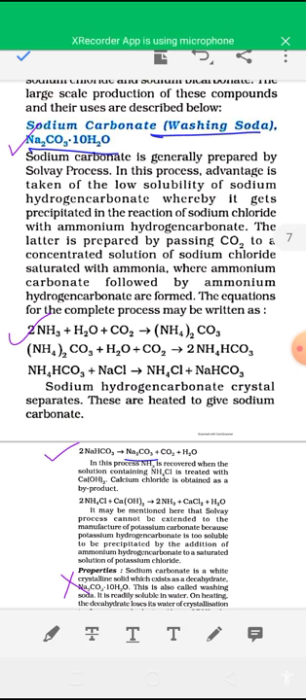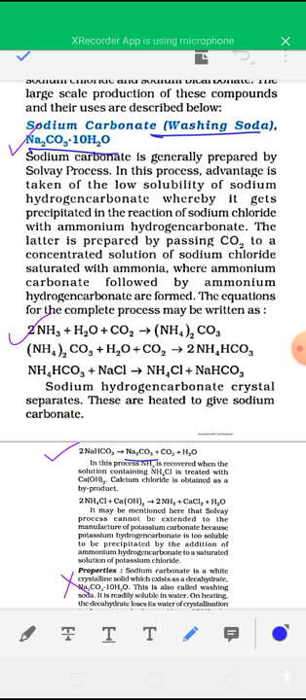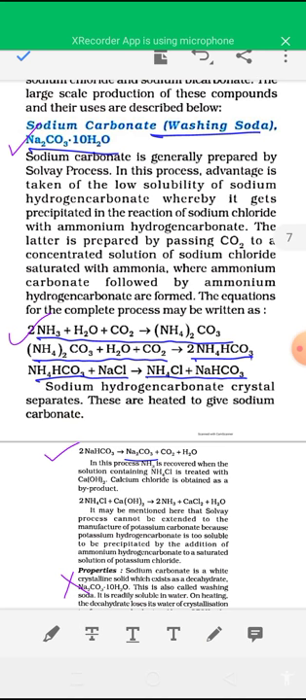You can prepare washing soda from ammonia solution, that is brine solution, and carbon dioxide. When ammonia solution reacts with carbon dioxide, it will produce ammonium carbonate, and this ammonium carbonate reacts with water and carbon dioxide to give ammonium bicarbonate. Ammonium bicarbonate, when it reacts with sodium chloride solution, will produce ammonium chloride and sodium carbonate. This process is known as the Solvay process of preparation of sodium carbonate, from brine solution, ammonia and carbon dioxide.